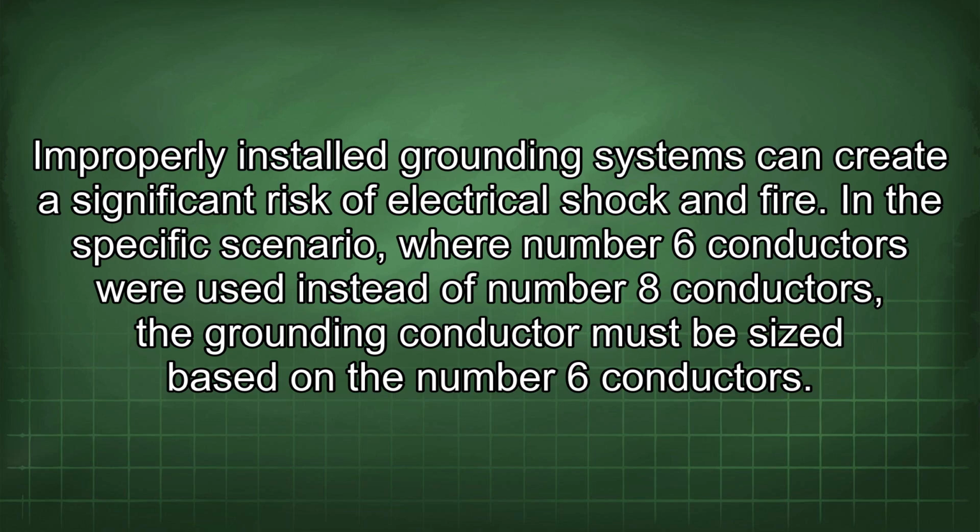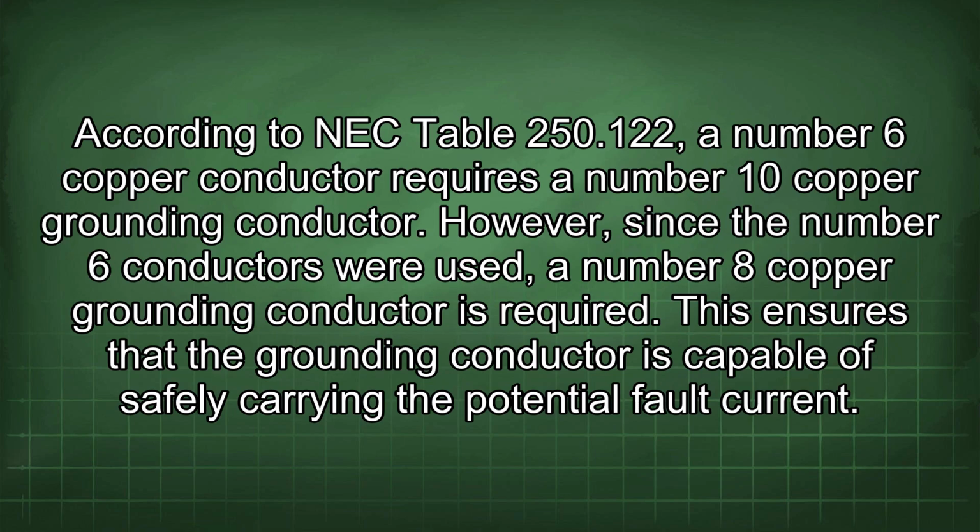In a specific scenario where number 6 conductors were used instead of number 8 conductors, the grounding conductor must be sized based on the number 6 conductors. According to NEC Table 250.122, a number 6 copper conductor requires a number 10 copper grounding conductor. However, since the number 6 conductors were used, a number 8 copper grounding conductor is required. This ensures that the grounding conductor is capable of safely carrying the potential fault current.